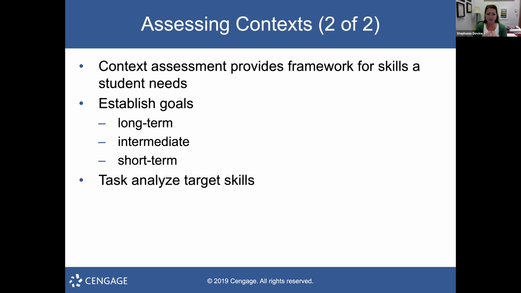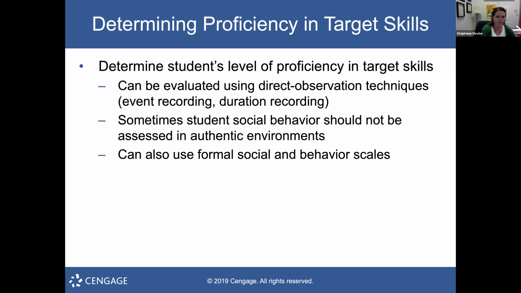Then once you get down to your short-term goals, you task analyze those target skills, break them down into little steps so you can figure out how you want to appropriately teach those skills. It is essential to determine the proficiency of the target skills for that student. So now that you've really honed in on the specific skill or skills you need to target, you need to evaluate the student. What's their baseline on this?